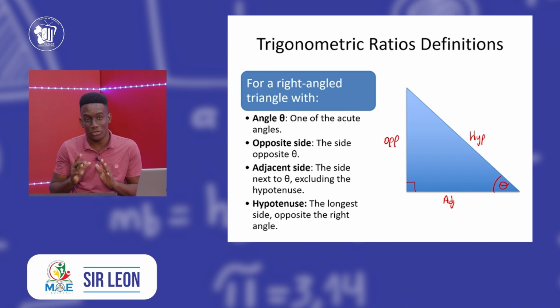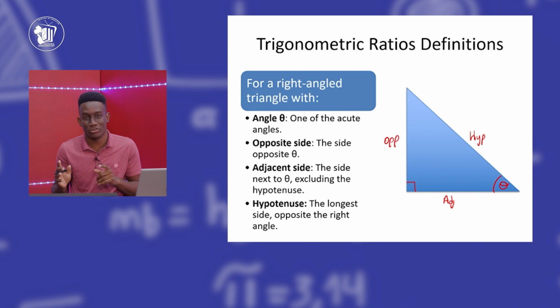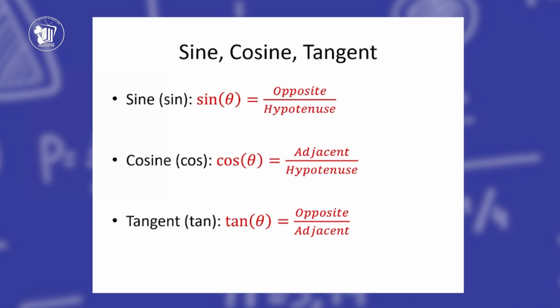Now that we have a good understanding of how to label these sides, because that's the first thing you need to do when dealing with the trig ratios, let's head into what exactly the different trig ratios are. We have three trig ratios: sine, cosine, and tangent. Sine theta, S-I-N, is opposite over hypotenuse. Cosine theta, or cos theta, is adjacent over hypotenuse. And tangent theta, or tan theta, is equal to opposite over adjacent.